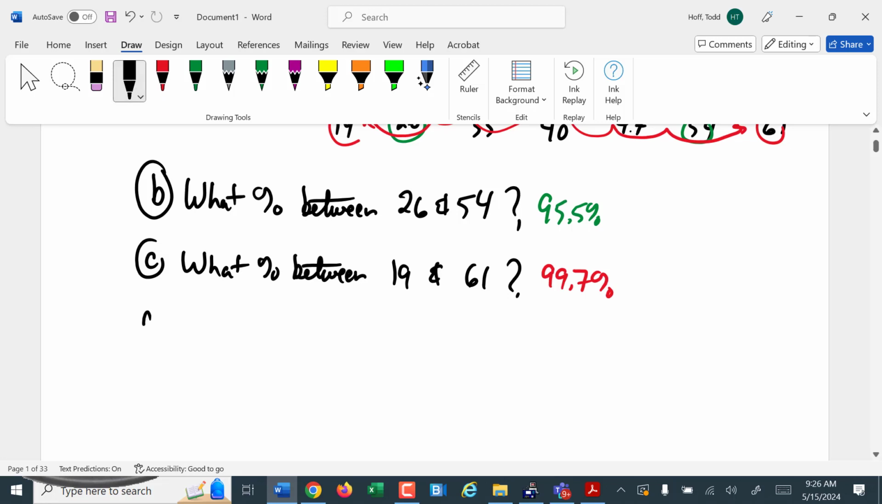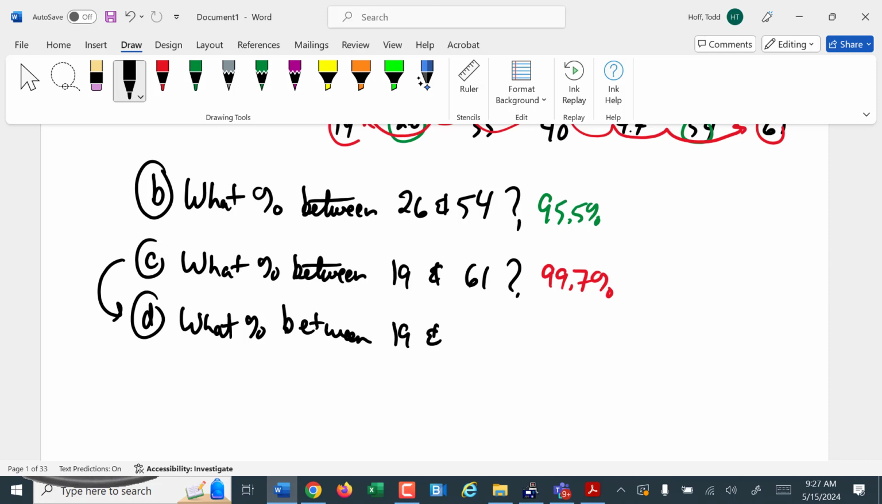And then it asks us, part D would be something like what percent is between, actually I switched up part D and C here. Part D was the 19, between 19 and 61. So that should have been the 99.7%.